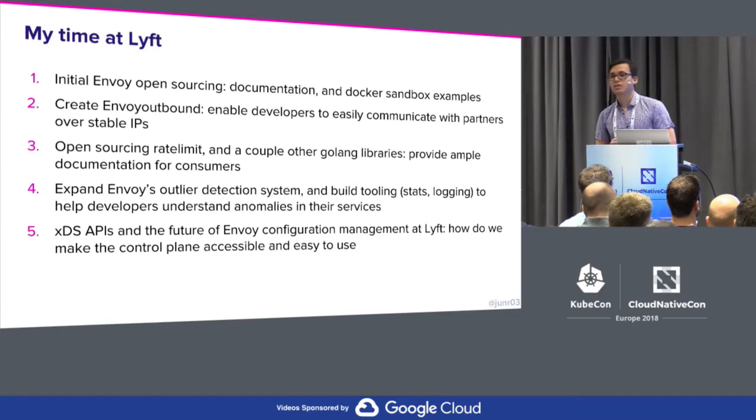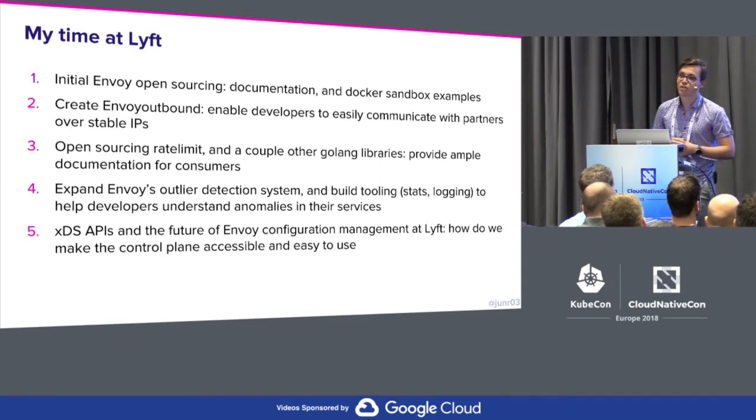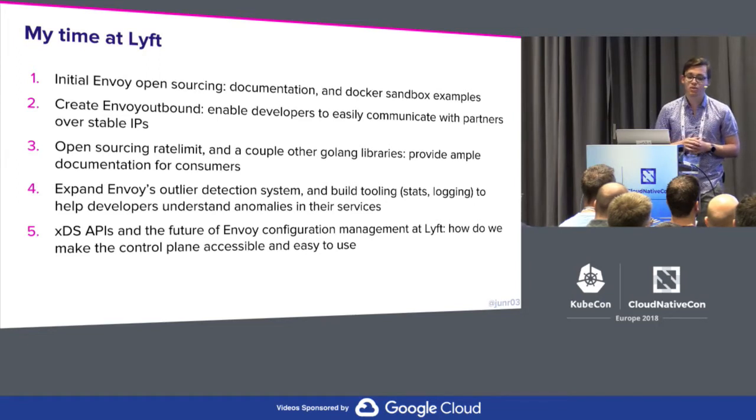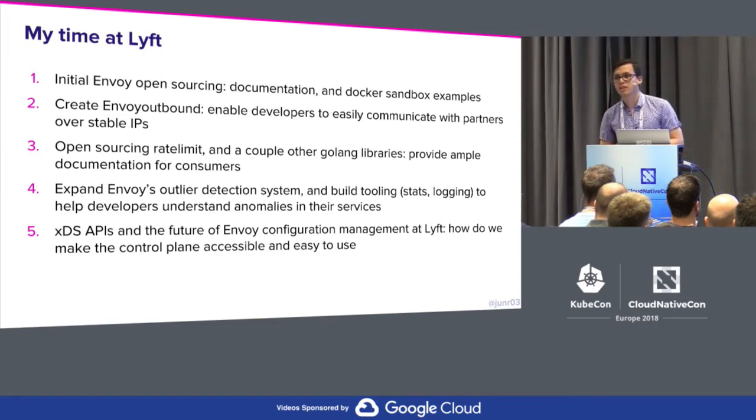After that, I worked on open sourcing rate limit, which is Lyft's version of a rate limit service. It's written in Go, and with it, I also open sourced a couple other libraries. And in addition to writing the production code, I also wrote a ton of documentation to make sure that everyone knew how to use it. After that, I worked on expanding Envoy's outlier detection system in order to allow service developers to know where anomalies were happening in their own clusters. And for the past couple of quarters, I've been really revamping Lyft's configuration management system for Envoy. And so that's going to be a good chunk of this talk.